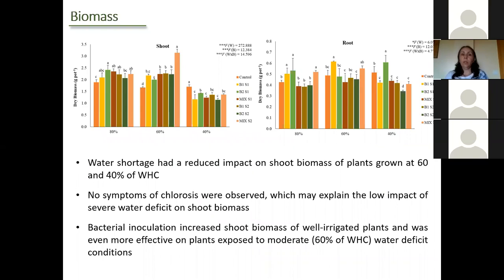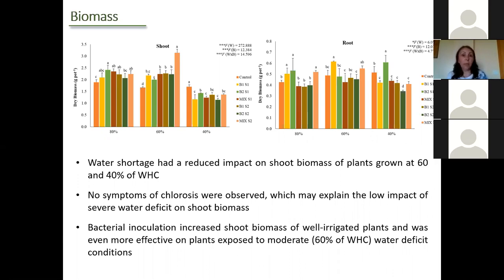So in what concerns biomass, we can see here with these graphics that the water deficiency had a reduced impact on shoot biomass of plants grown at moderate and severe water deficit. We did not find any kind of symptoms of fluorosis in these water deficit regimes, which may explain the low impact on shoot biomass.